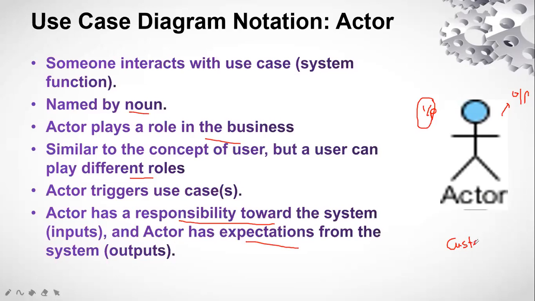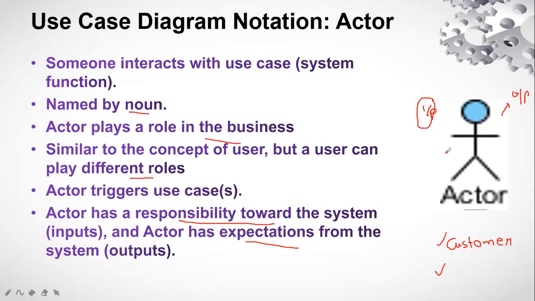Customer can be the actor. Okay. So the role played by this actor is the customer. Fine. First thing. Second thing. So it is showing the group of people. Second thing, it can be defined as another system which is interacting with our system.